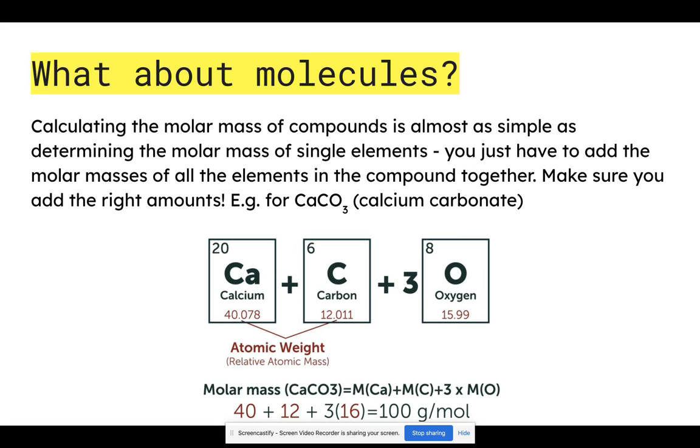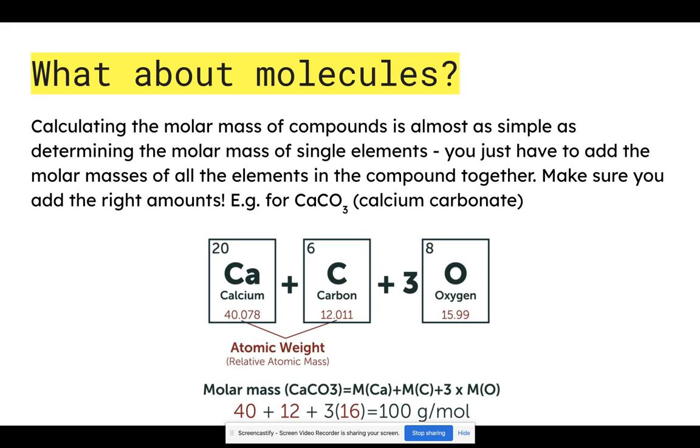So that little 3 is on the end of the oxygen, so that tells me that I've got 3 oxygens in calcium carbonate. So I need to add the atomic mass or molar mass of 1 calcium at 40 grams per mole, 1 carbon at 12 grams per mole, and 3 oxygens, each at 16 grams per mole. So I add all of those together: 40 plus 12 plus 3 times 16 gives me 100 grams per mole.